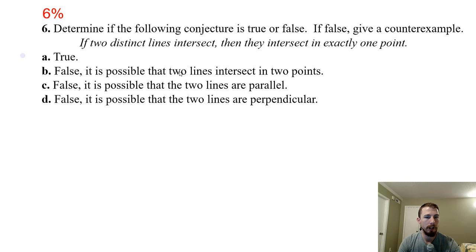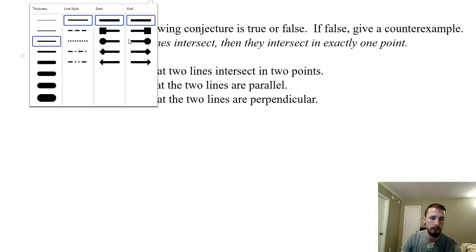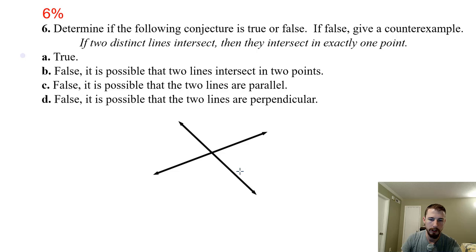Number 6, determine if the following conjecture is true or false. If false, give a counterexample. If two distinct lines intersect, then they intersect in exactly one point. So this statement is actually going to be true. So let's say that I have two lines. So let me draw some lines here. So here I have this line and this line here, and they are distinct lines. Distinct lines means they're unique, meaning they're not the same line. Otherwise, they would intersect at all their points. So they intersect, and therefore they're going to intersect in exactly one point. That is going to be true.